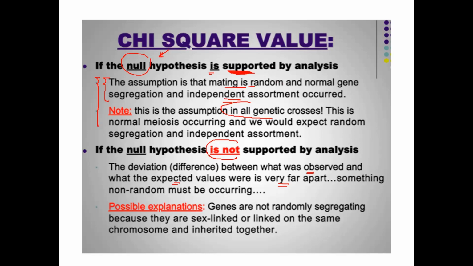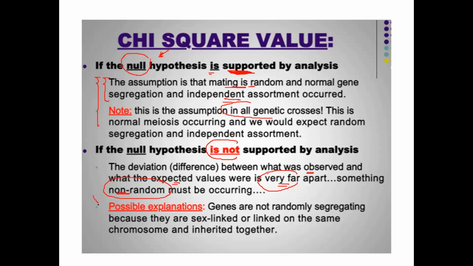But if you're looking at a null hypothesis which is not supported by the analysis, it means that the difference between the observed and the expected results is very large. Okay, the values are far apart. It means definitely something non-random must be occurring. Remember, हम लोग जब null hypothesis को accept कर रहे हैं, we are supporting it, we are assuming that these things are happening. Crossing over is happening, random assortment is happening, ठीक है, and random mating is happening, ठीक है. We are actually assuming that. But if you're not getting such results, it means something non-random is happening.